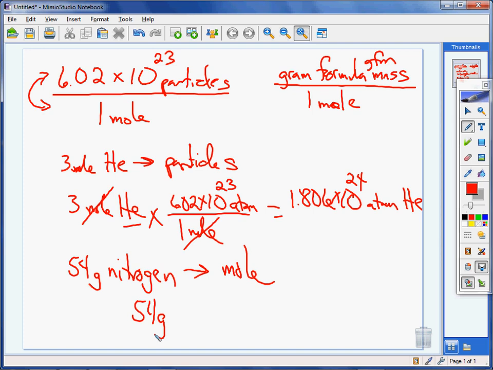What's the symbol for nitrogen? N. Anything special about nitrogen? It's one of the diatomics. Okay, so how should we represent it?